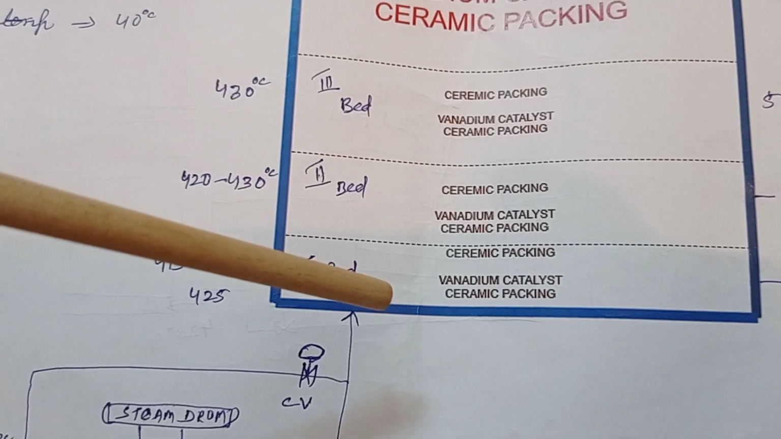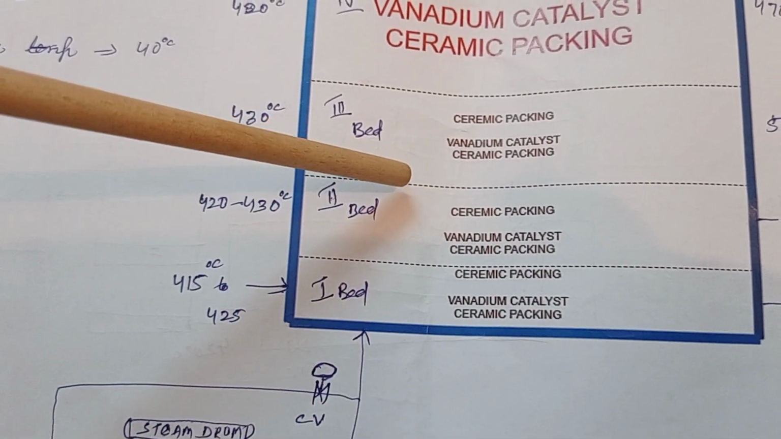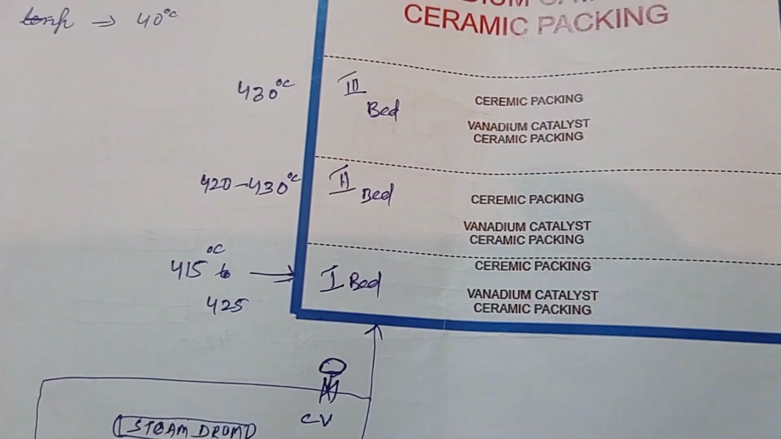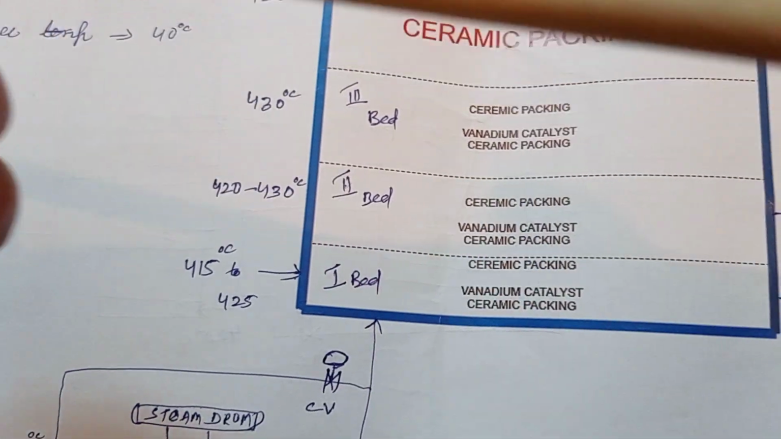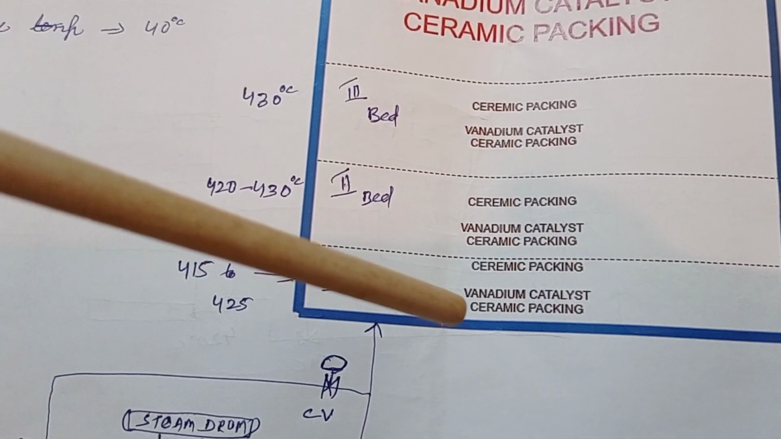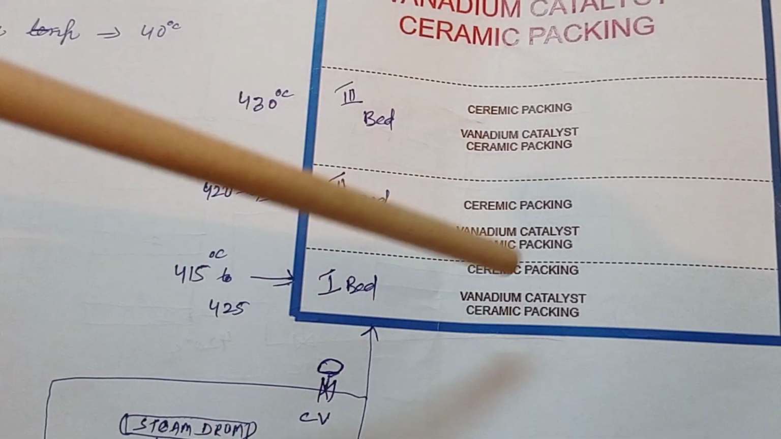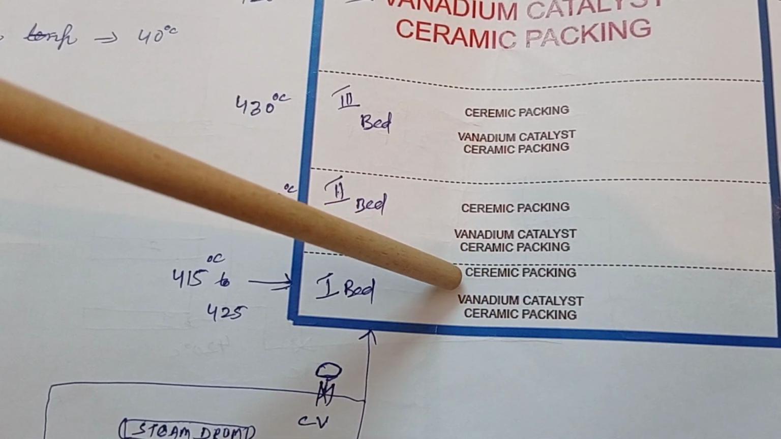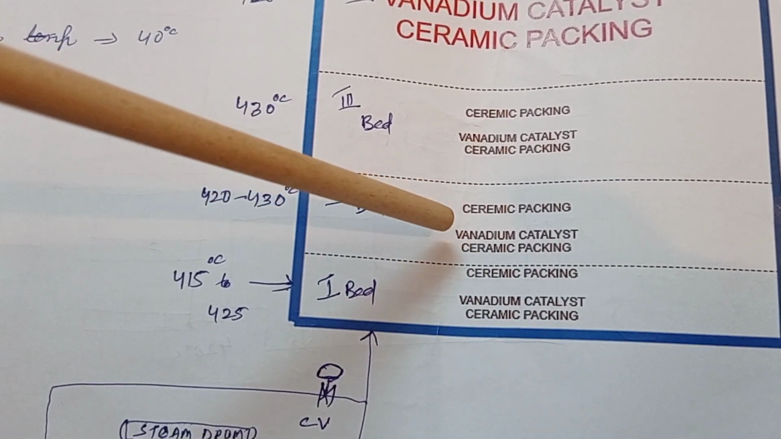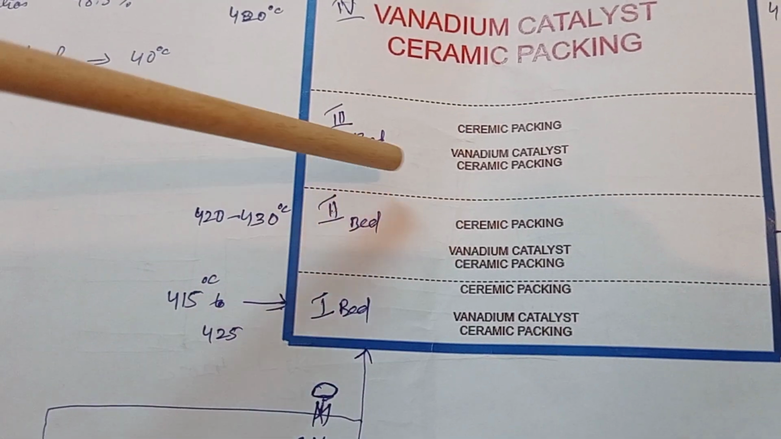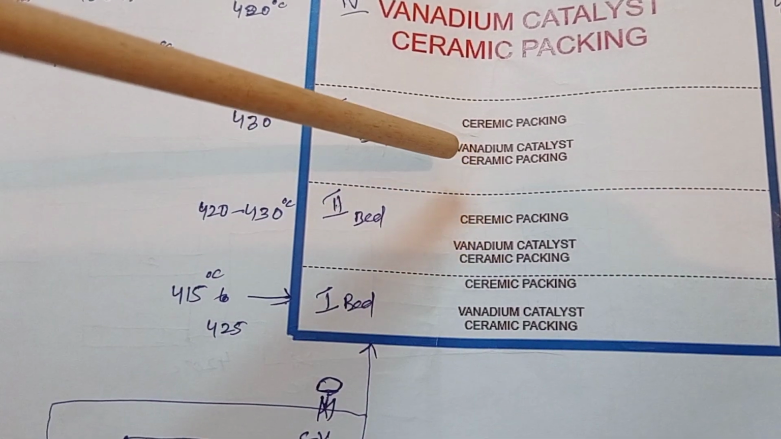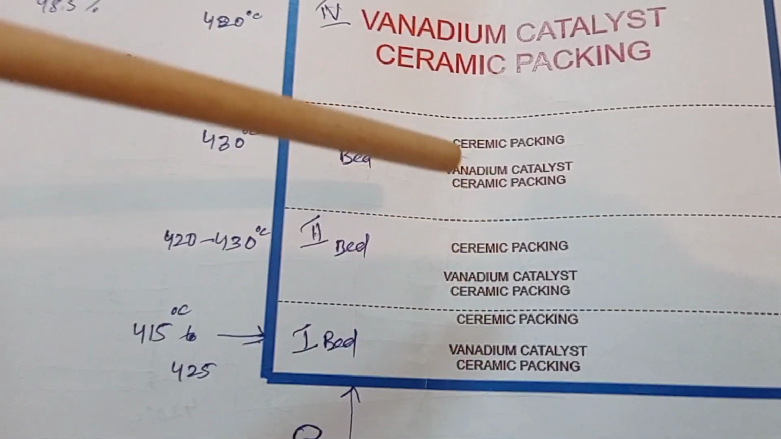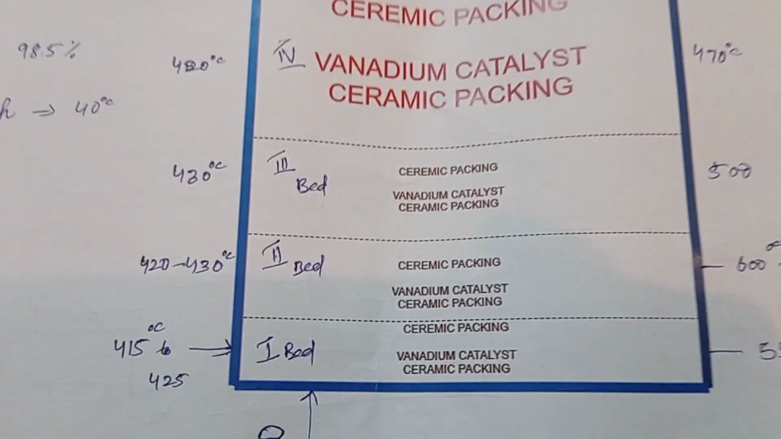Inside, these are the supports on which we put the catalyst. First we will have ceramic packing. After that we will put ceramic packing, or some of them use glass balls also. So it depends upon the design of the plant. After the ceramic packing, V2O5 catalyst will be kept. After that ceramic packing, then ceramic packing in the second bed, then catalyst, then ceramic packing in the third bed, also ceramic packing or glass ball, or V2O5, then glass ball or ceramic packing, depending upon the design and cost of the plant.